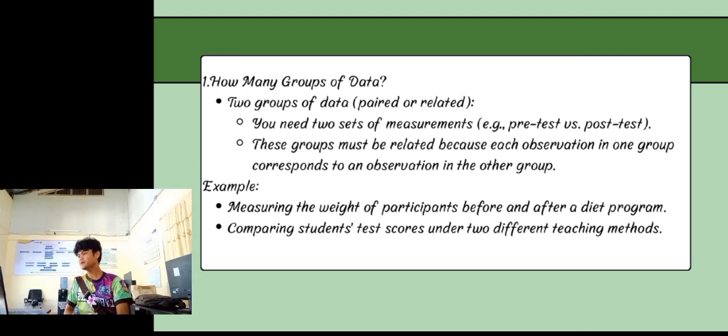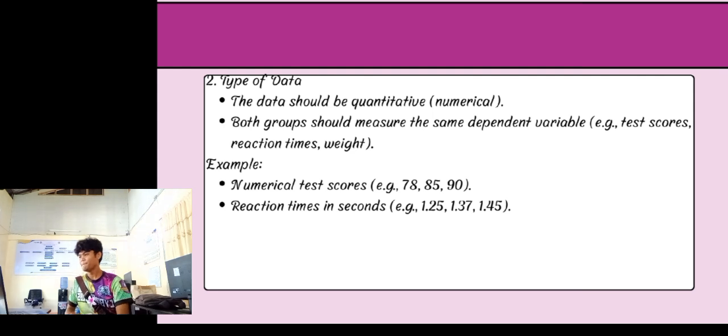Okay. Number 2, type of data. The data should be quantitative, numerical. Both groups should measure the same dependent variables, for example, t-scores, reaction time, and weight. Example, numerical t-scores, for example 78, 85, and 90. Reaction time is in seconds, example 1.25, 1.37, and 1.45.